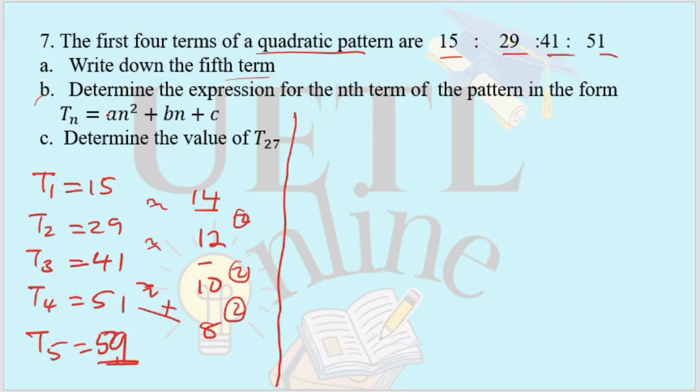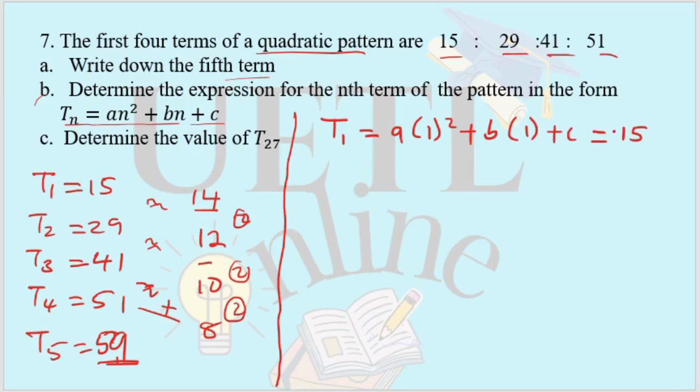Okay, so we just have to use this form to find the formula for this one. Since T1 is 15, this means that T1 is equal to A. We want to find A, B, and C. So A times 1 squared plus B times 1 plus C is equal to 15.